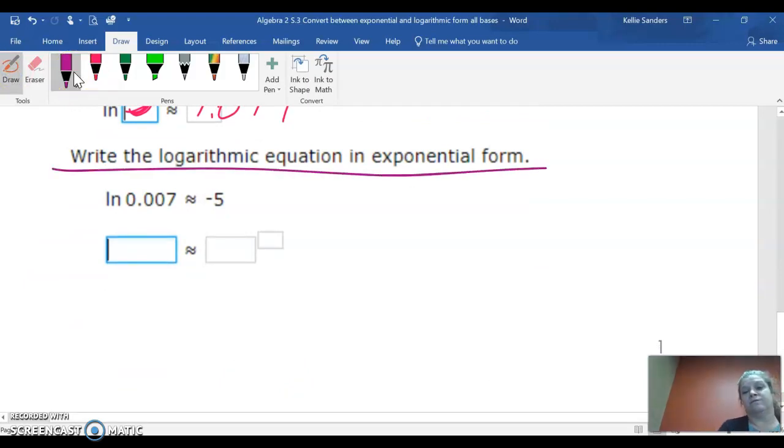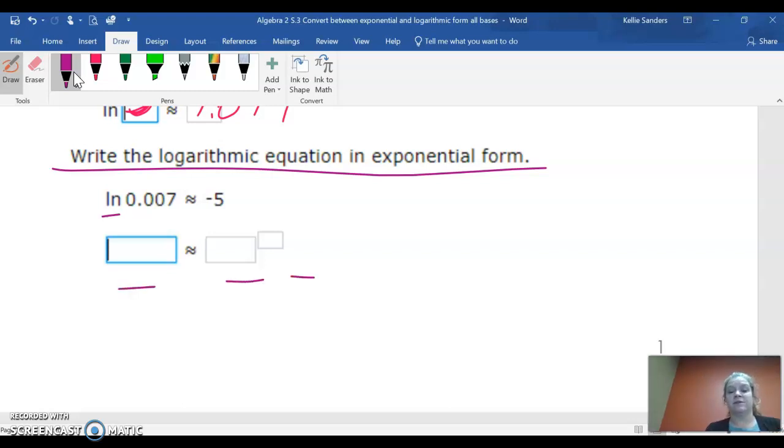Write the logarithmic equation in exponential form. So we have all blanks. We have to figure out what goes where. It is a natural log equation. So what would the base be for a natural log? The base is e. Now which of these boxes is going to be the base? Well, the base is the one that has the exponent. Which one has the exponent? This one does. So that is e.